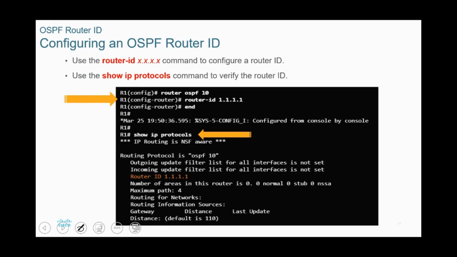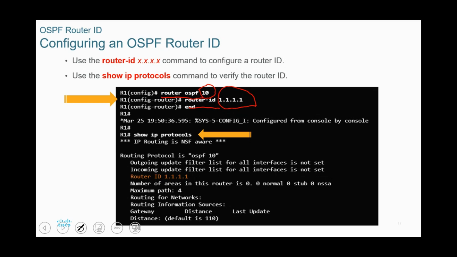For example, assume that the router ID for router 1 is 1.1.1.1. In order to configure it, I first have to configure the router OSPF process ID, which is, assuming, 10. And only then do you configure the router ID with 1.1.1.1. So these two commands are the configuration for the router ID.